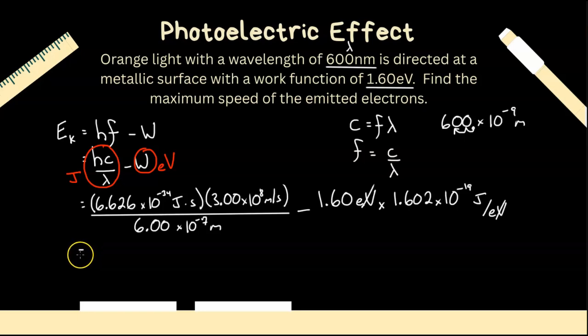So when we plug all of that into our calculator, we get 7.50 times 10 to the minus 20 joules.